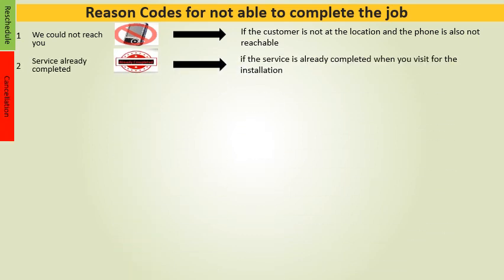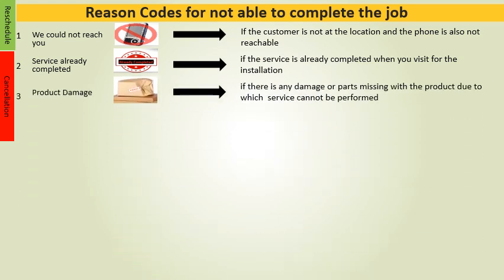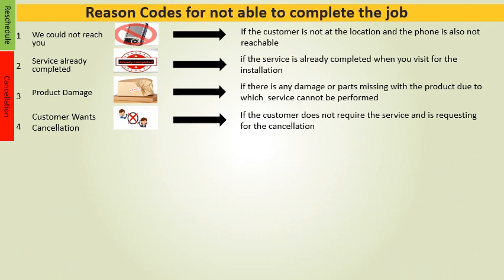2. Service already completed. Select this if the service is already completed when you visit the customer's location. 3. Product damage. Select this if there is any damage or part missing with the product due to which it is not possible to complete the service. 4. Customer wants cancellation. Select this if the customer does not require the service and is requesting cancellation.